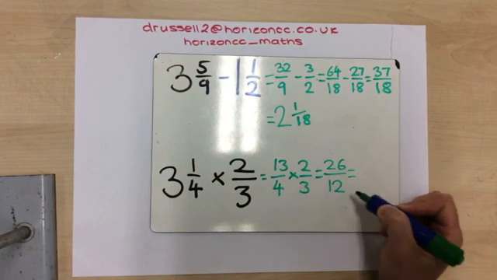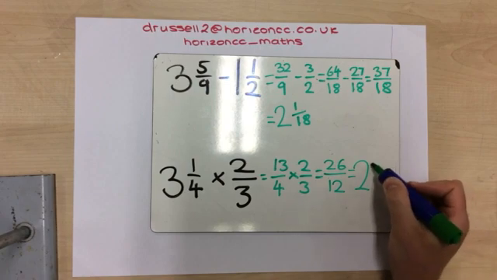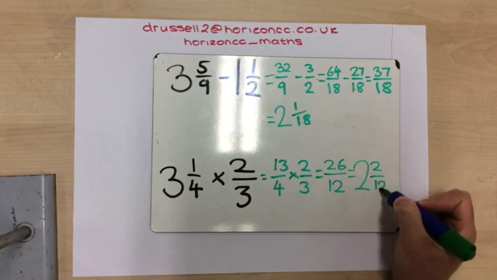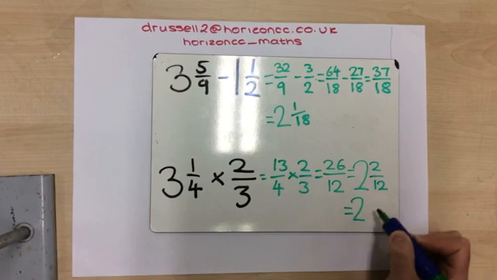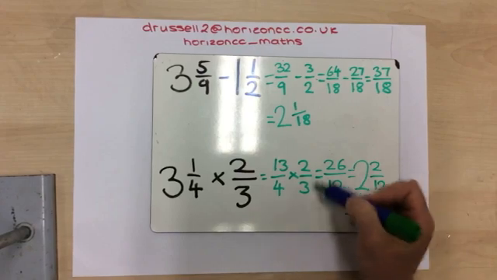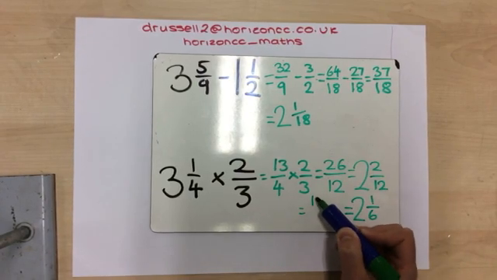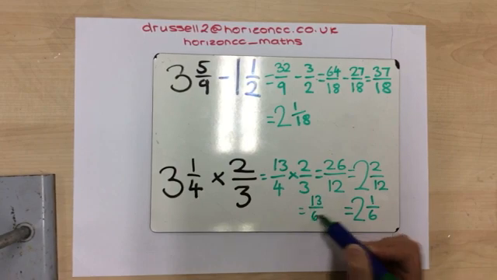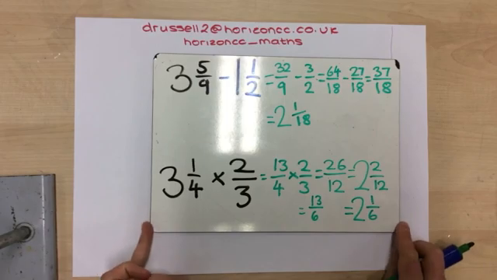We would then look: 12 goes into 26 twice, leaving me with 2 left over. But I'm not going to leave it like that. I need to simplify it further to 2 and 1/6. I could have done it at this stage. I could instead have said, well, 26 and 12 are both even, so I could have gone to 13 over 6, and then that would have also gone to 2 and 1/6.